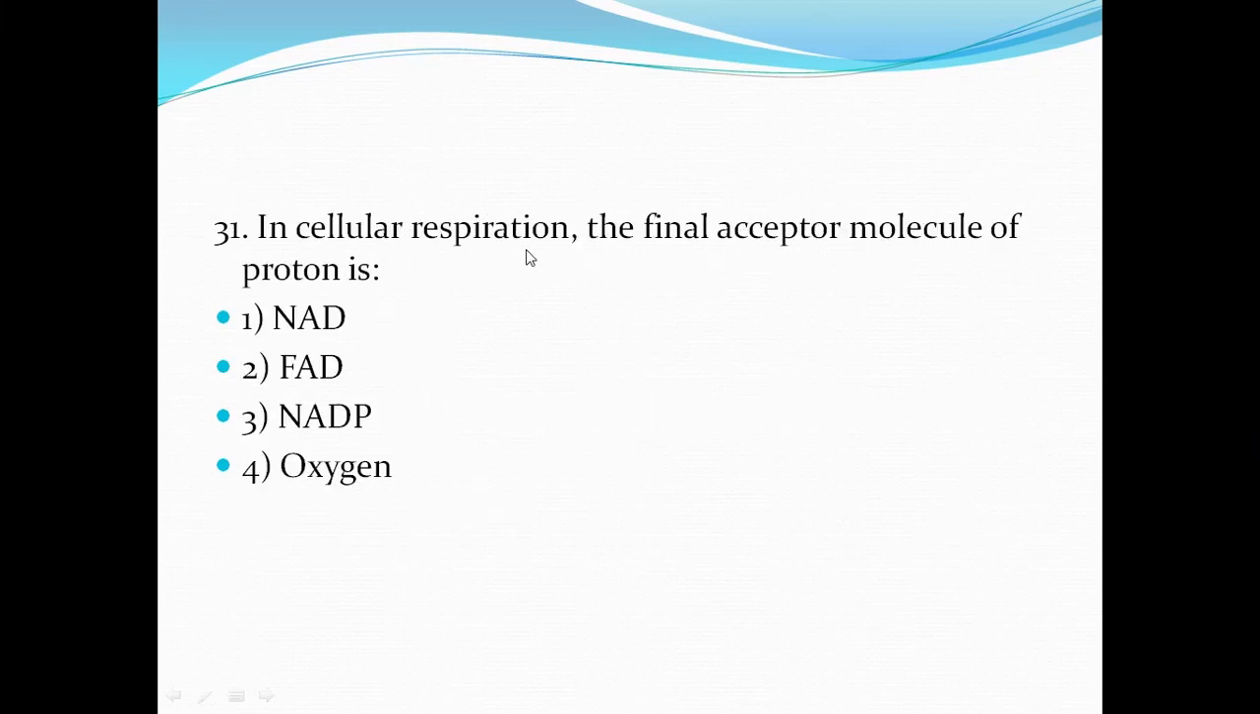In cellular respiration, the final acceptor of proton is... Now here you have to remember the final proton acceptor or the final electron acceptor, both the answer is oxygen. In the electron transport chain, the electrons released from cytochrome a3 complex are accepted by oxygen, and the protons are also accepted by oxygen to produce water. So the final electron acceptor or even proton acceptor is nothing but oxygen.